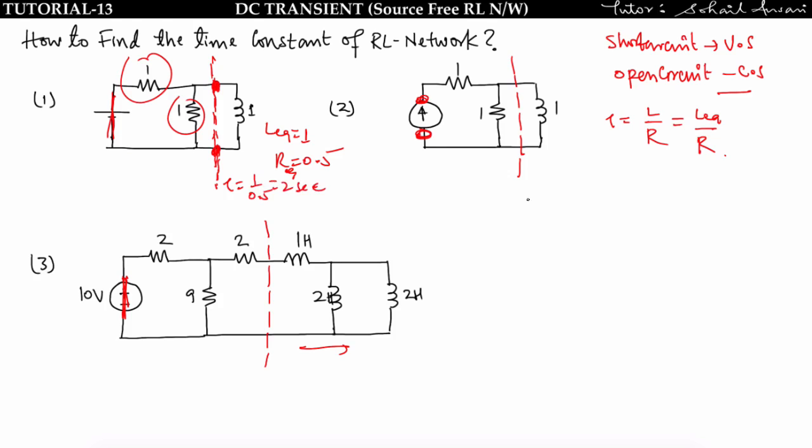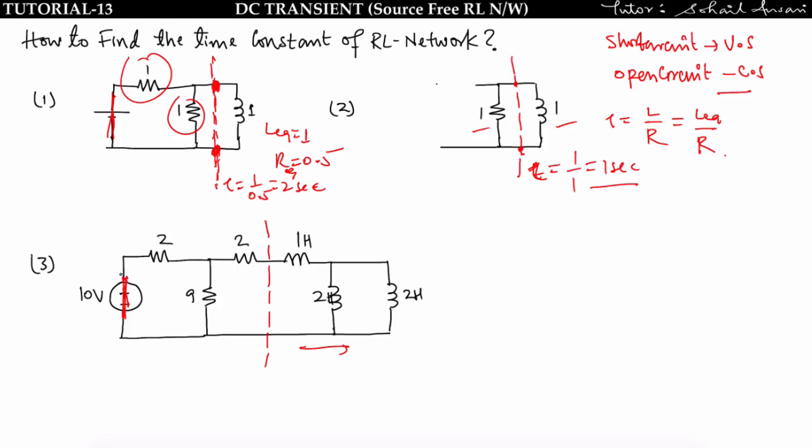See, in this case there is a current source present, so it is open circuited. Since this is open circuited, this resistor is of no use, so overall the circuit will look like this, and we will find the L equivalent and R equivalent at this point. So I will get L equal to 1 Henry and R equal to 1 ohm, that means 1 by 1, that is equal to 1 second.